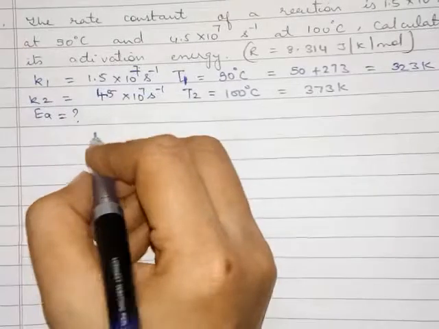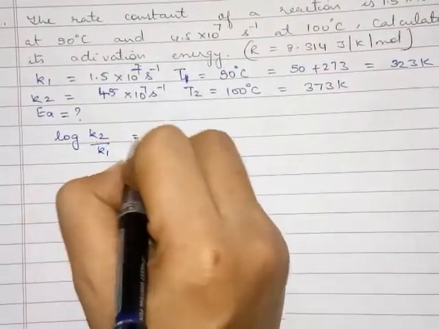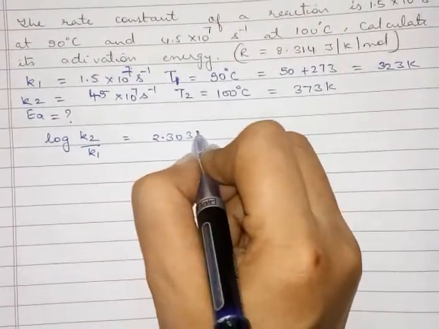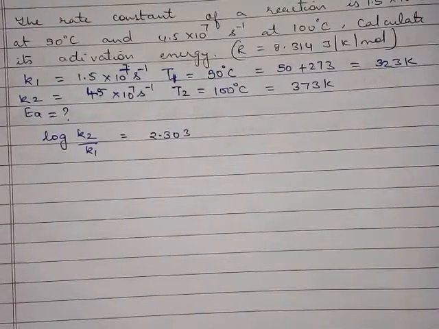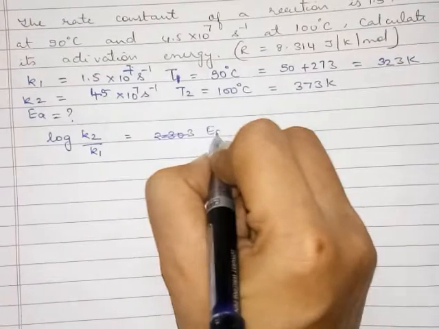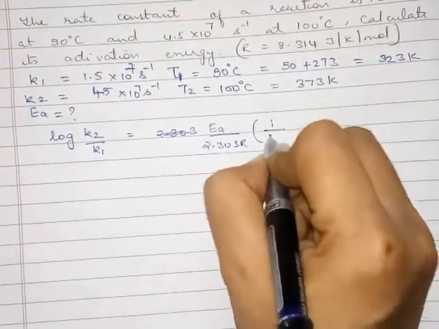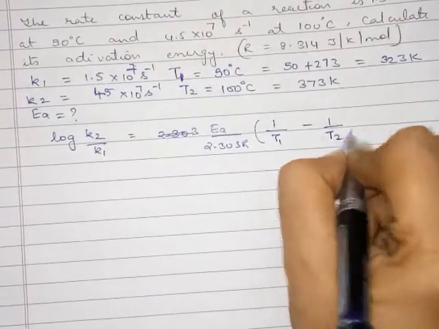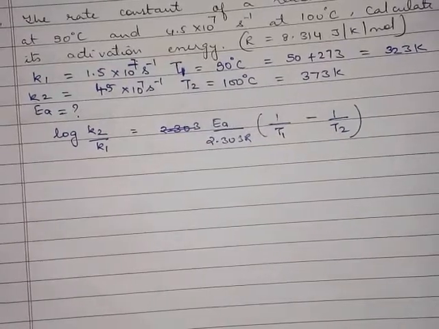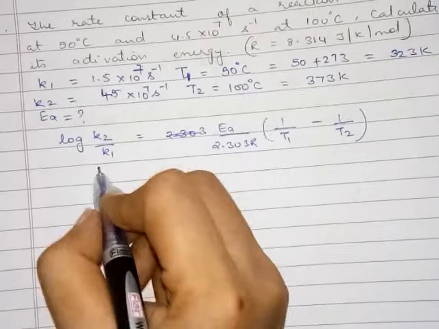I hope the Arrhenius equation we all remember. Log K2 by K1 is equal to, sorry, it's Ea upon 2.303 R into (1 upon T1 minus 1 upon T2). This is the Arrhenius equation that we have. Log K2 upon K1 is equal to Ea upon 2.303 R (1 upon T1 minus 1 upon T2).